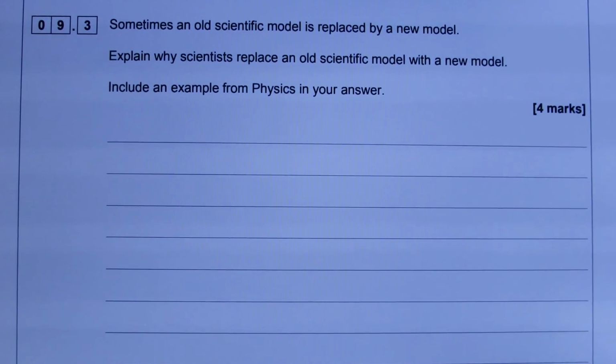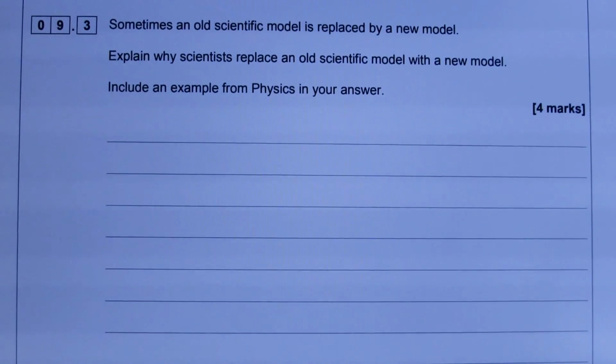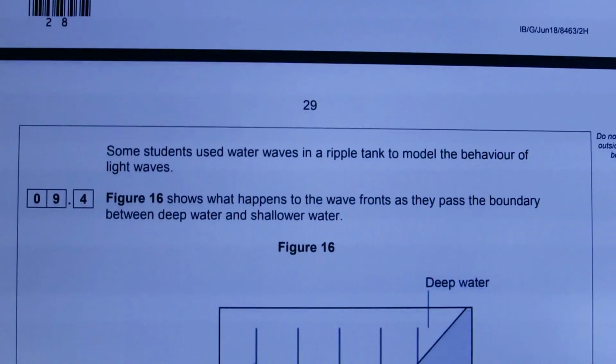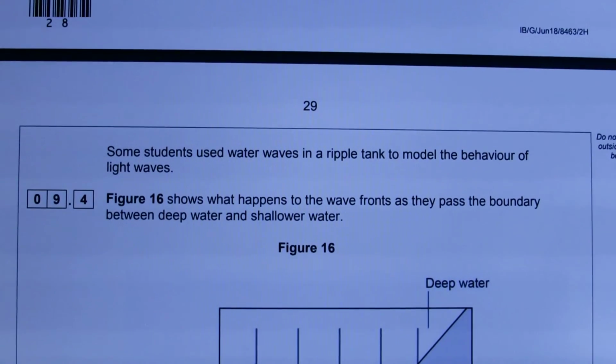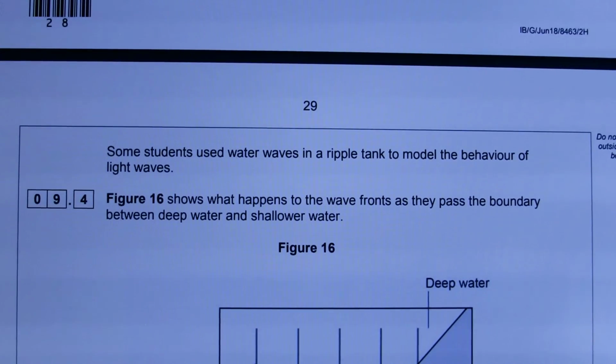You could also replace "miasma theory" with "germ theory", because miasma turned out to be bollocks and germ theory turned out to be right. But I don't think they want you to write bollocks on a GCSE Physics paper. Also, that's biology. Some students, these very active students, used water waves in a ripple tank to model the behaviour of light waves.